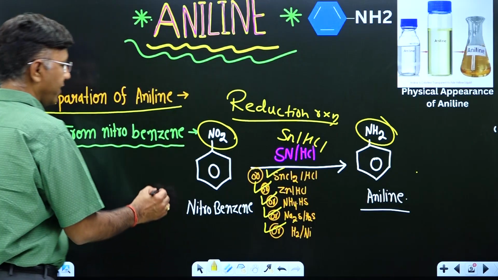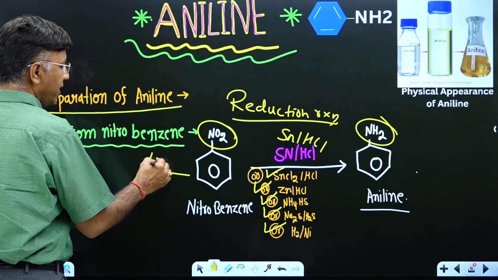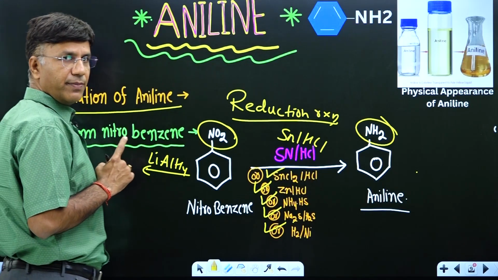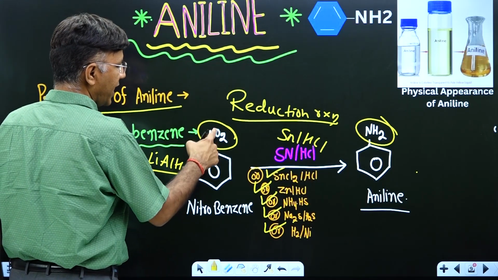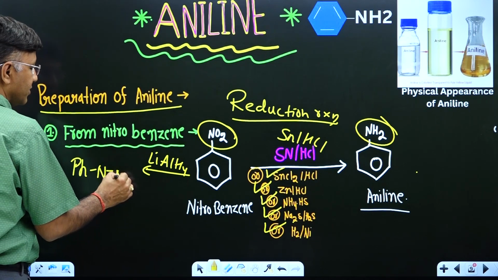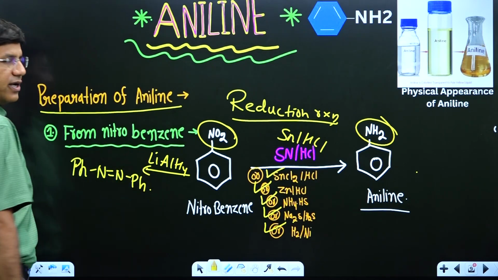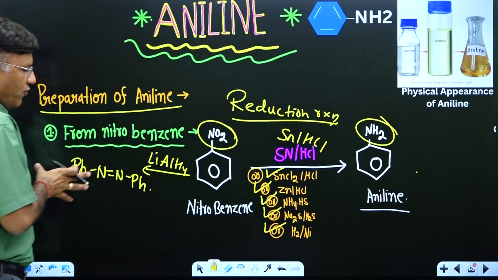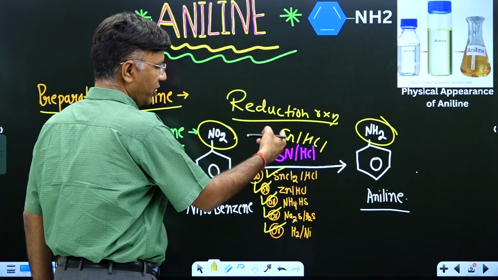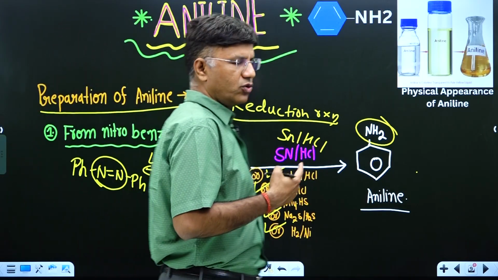But just remember that you cannot use lithium aluminium hydride. There is an exception of lithium aluminium hydride in which the aromatic nitro group will convert into an azo linkage. Got it? It will undergo dimerization to form azo. What is azo? N double bond N. Except LAH, you can use these reagents to convert nitrobenzene to aniline.